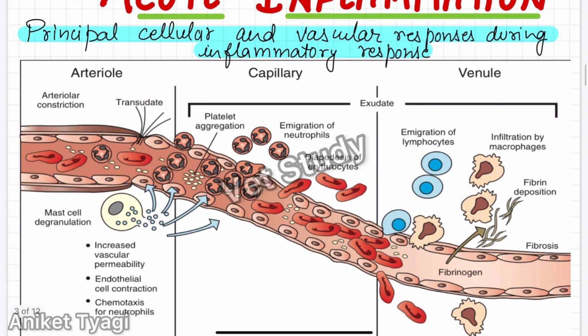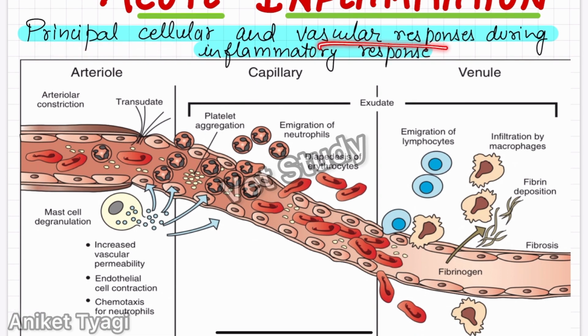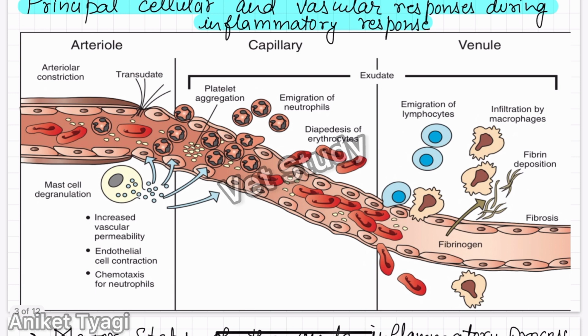First, in acute inflammation, what are the principal cellular and vascular responses which occur? So in acute inflammation there are changes in the blood vessel. We will say this is the vascular response. Okay, so in arterioles there are changes, and some changes also occur in capillaries and venules. So first we will discuss the arteriolar changes. In arteriolar changes there is arteriolar constriction, right? So when the endothelial cells of the artery constrict, what will happen?